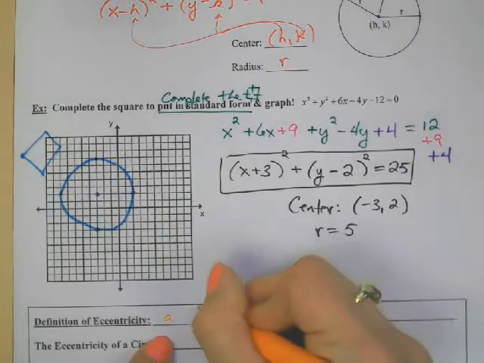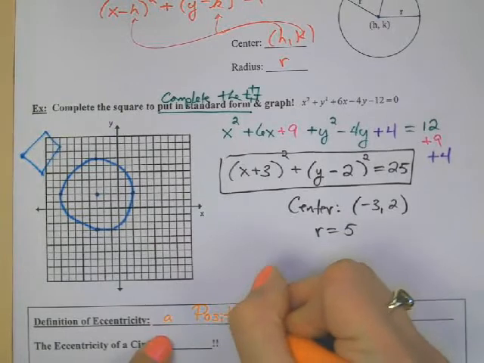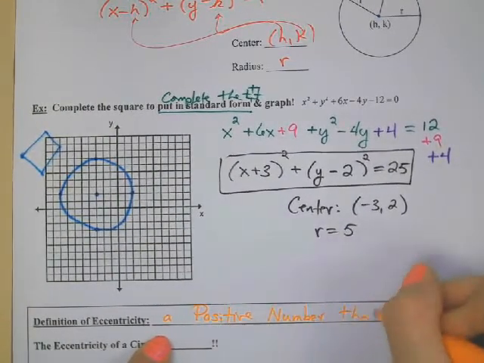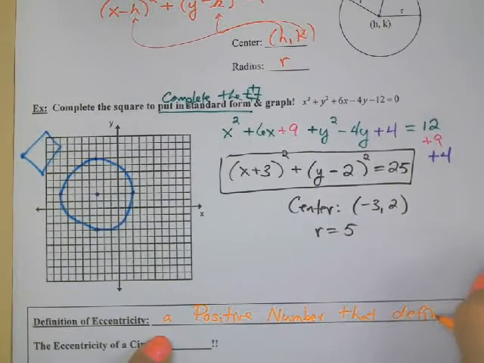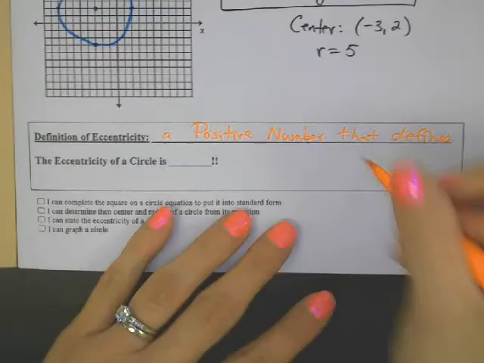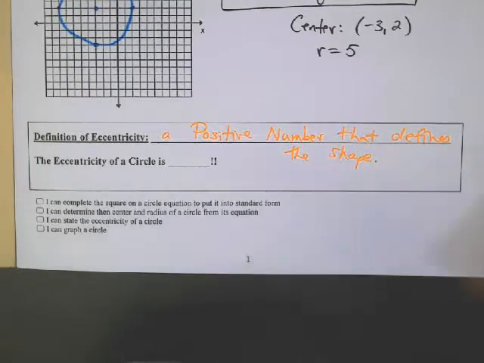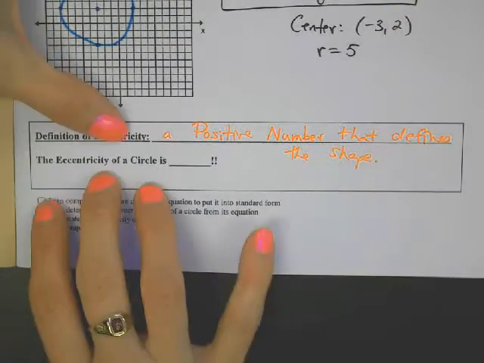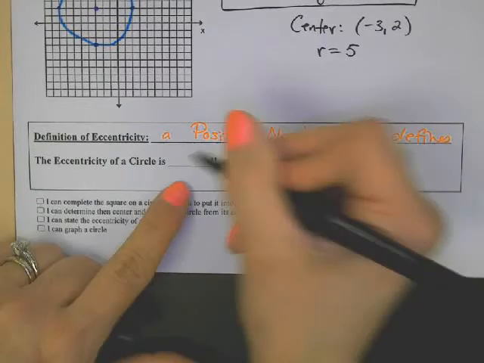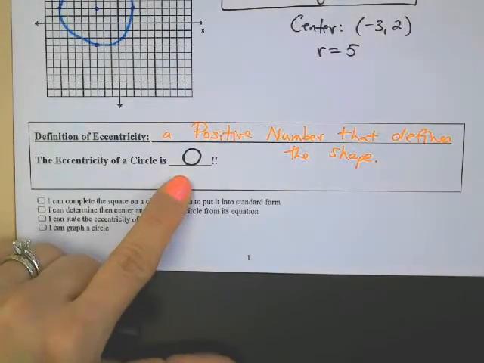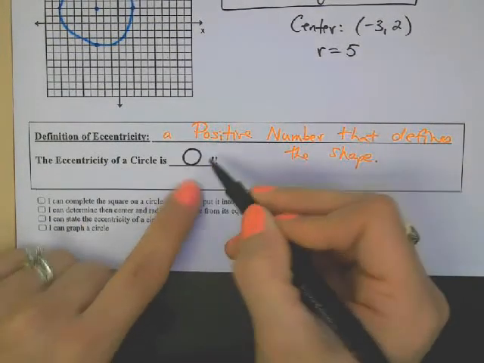Eccentricity. This is a positive number that defines the shape. And that's going to make more sense as we go through each of the conic sections and talk about the eccentricity. For a circle, all you have to know is that a perfect circle looks like this. So what's the number for its eccentricity? 0. The eccentricity of a circle is a perfect 0.